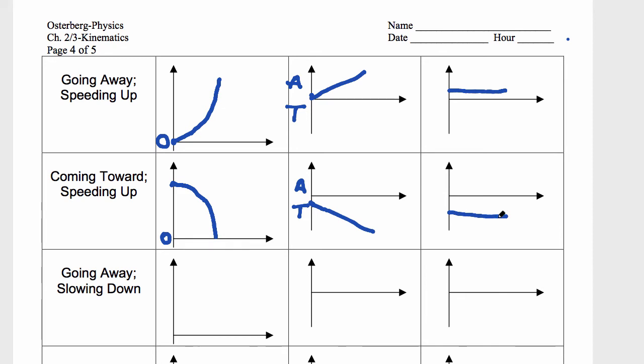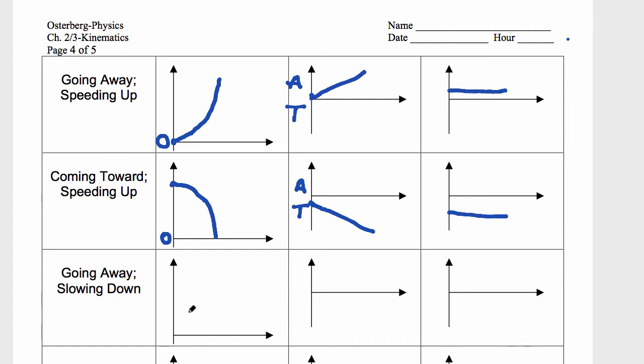You can also think if it's coming toward and speeding up, there's something pushing it from behind, so that acceleration would be pointing towards the sensor, which is negative. So you can look at it two ways. You can think of the motion diagram or look at the velocity versus time graph and know that the acceleration is a slope. So this is a straight horizontal line in the negative area.